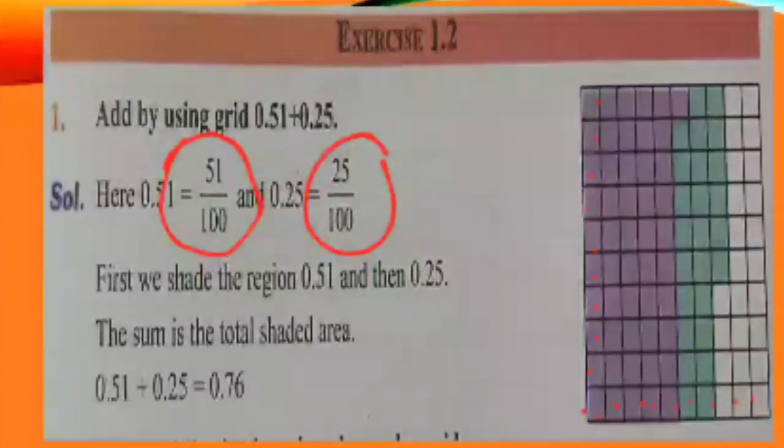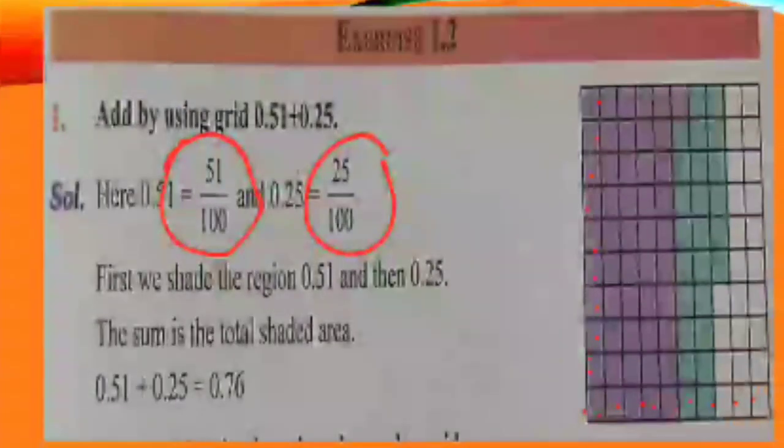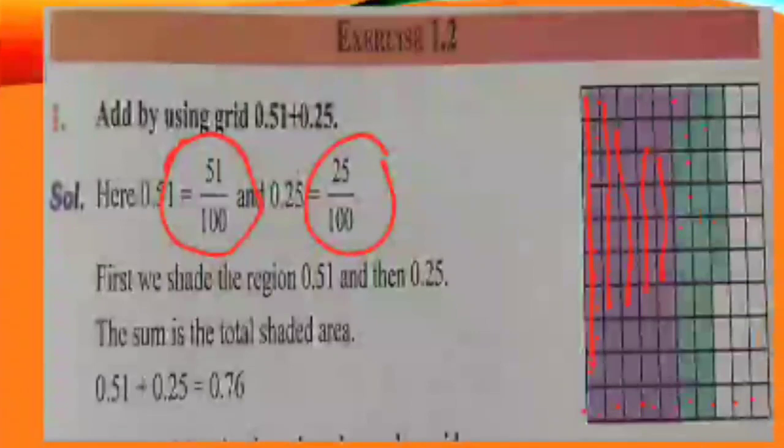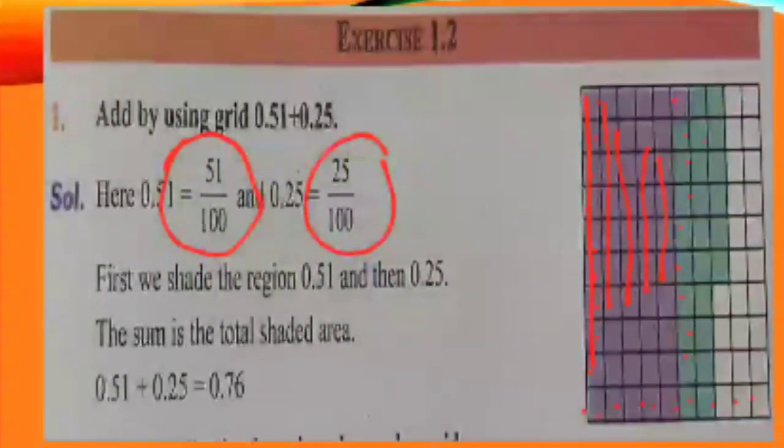Okay, so the first one is 51. So here we used purple color for shading 51 boxes. Okay, this is 10, 20, 30, 40, 50 plus 1, 51. Okay, for 0.25 we have to shade 25 boxes using green color. So 1, 2, 3, 4, 5, 6, 7, 8, 9, 10, 11, 12, 13, 14, 15, 16, 17, 18, 19, 20, 21, 22, 23, 24, 25. So total 25 boxes with green color.